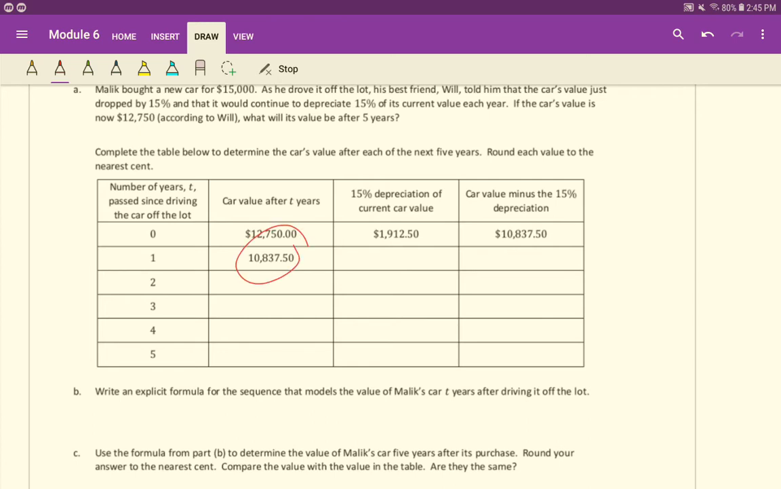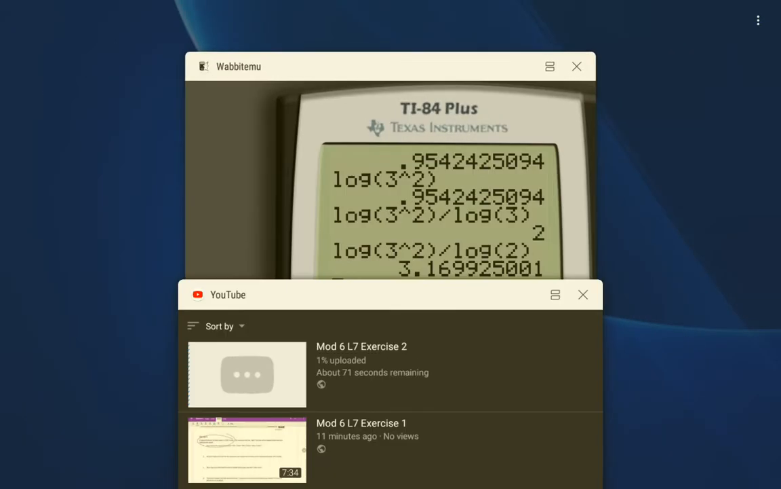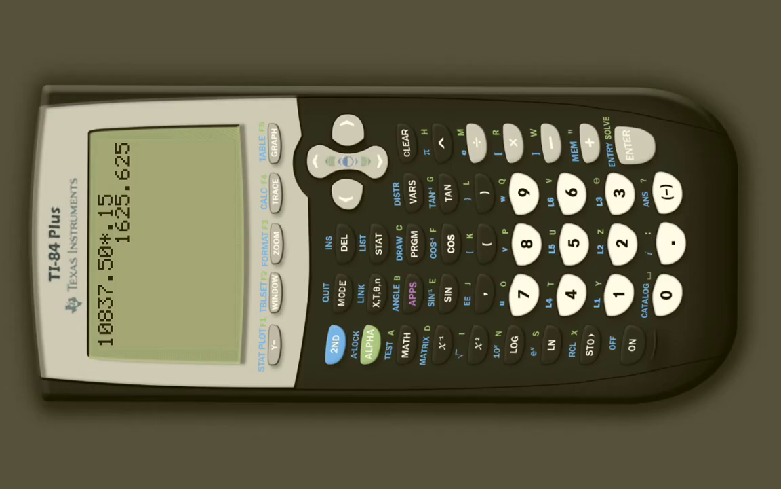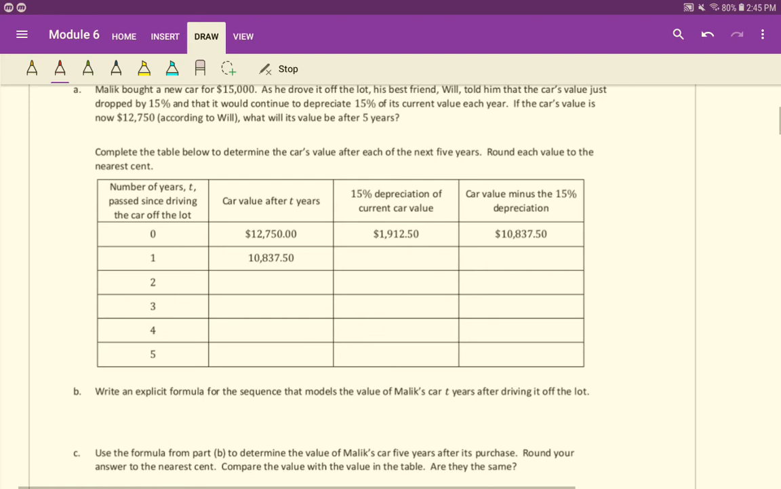So here we have 10,837.50, which is just from the previous depreciation that we calculated. And now we're going to find 15% of that. So 10,837.50 times 15%, so 0.15. And we get 1625.63. We're going to have to round that decimal there. Okay, and now we'll subtract these two quantities to get our current car value after a year.